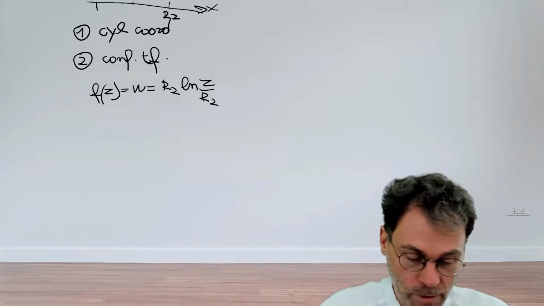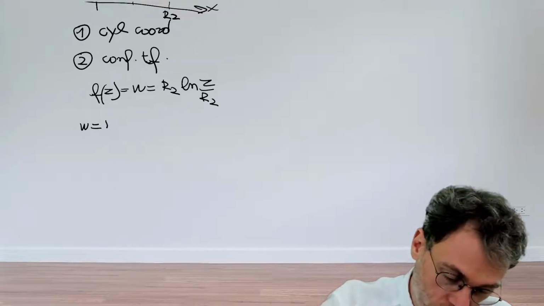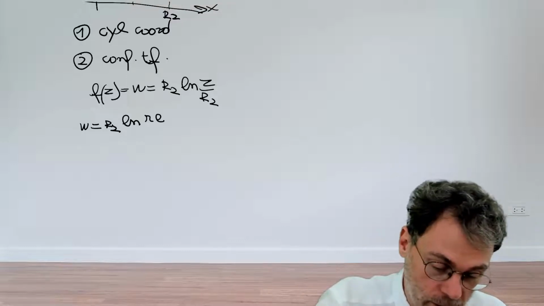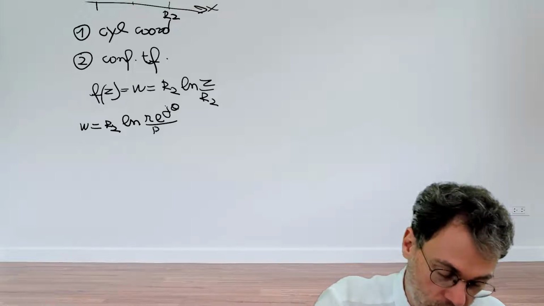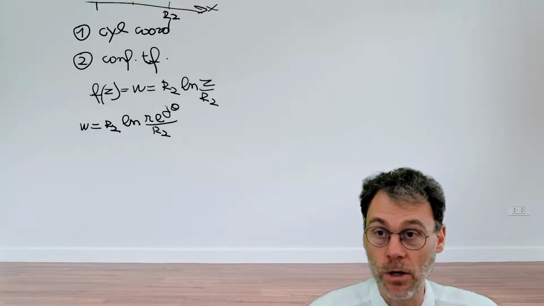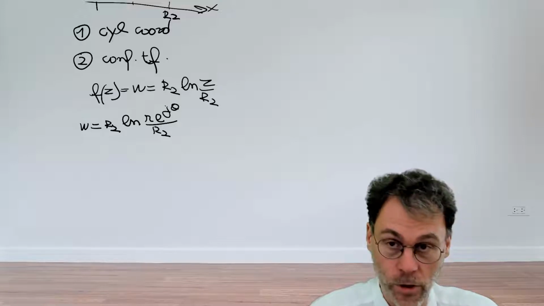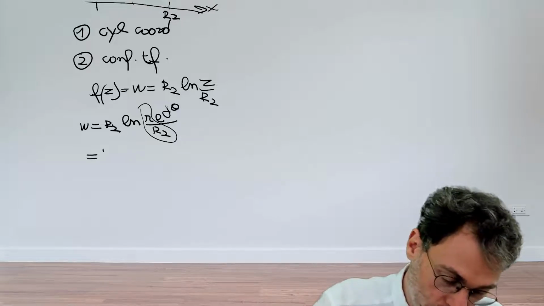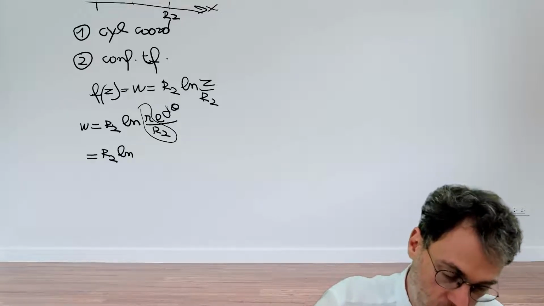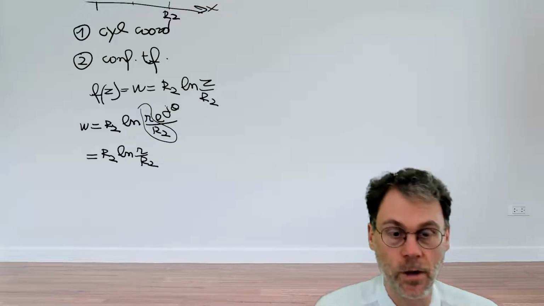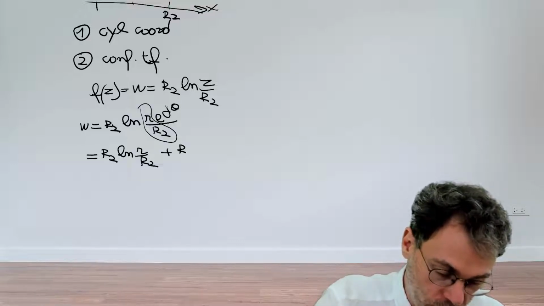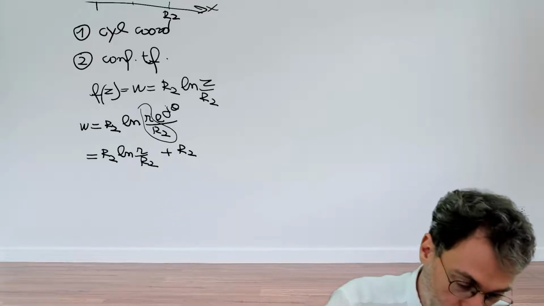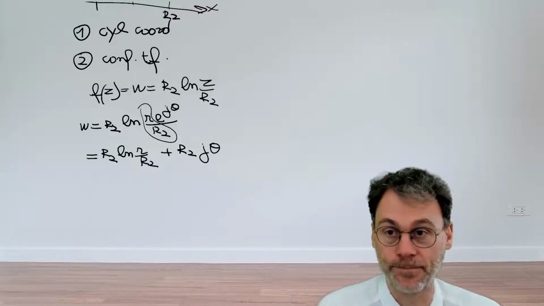Okay, let's see what happens. So W is R2 times the logarithm of z, and z is going to be r exponential j theta. So then we divide by R2. And then we just make use of the properties of logarithm, which will turn products into sums. So let's group these together to say that this is going to be R2 times the logarithm of r divided by R2. And then for the next term, we have R2 and then we have the logarithm of the exponential. So they will happily annihilate to give us j theta.